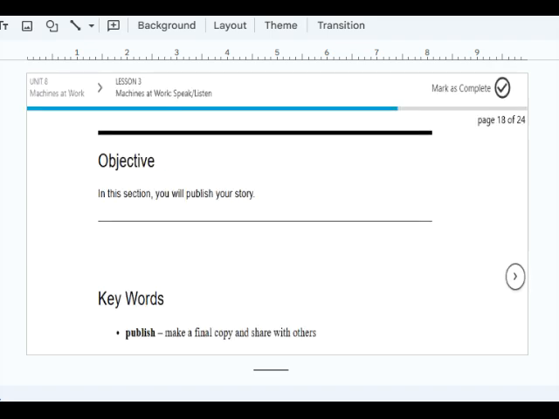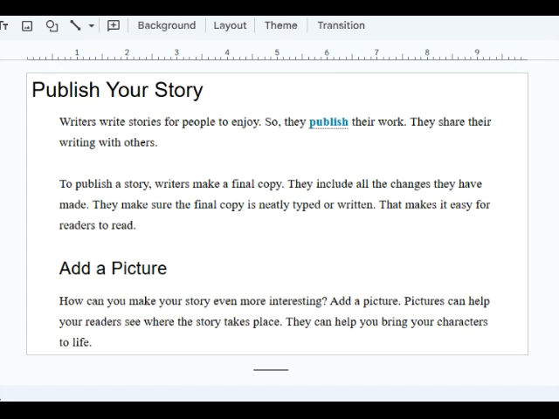All right, Unit 8, Lesson 3. In this section, you will publish your story. Publish means to make a final copy and share it with others. Writers write stories for people to enjoy, so they publish their work. They share their writing with others.